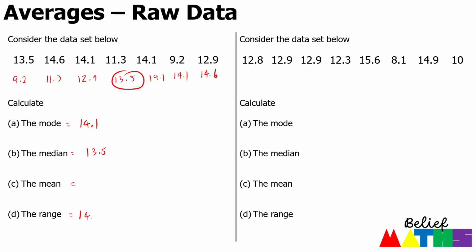The mean we'll work out in a moment. The range we'll do next, which is just biggest minus smallest. So that's 14.6 minus 9.2. And again, just putting that into our calculator gives us an answer of 5.4.